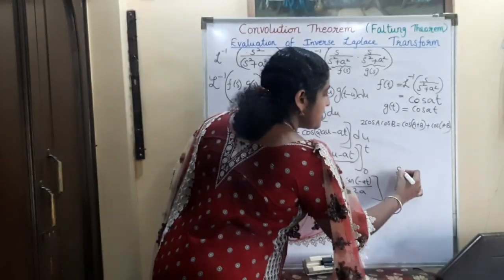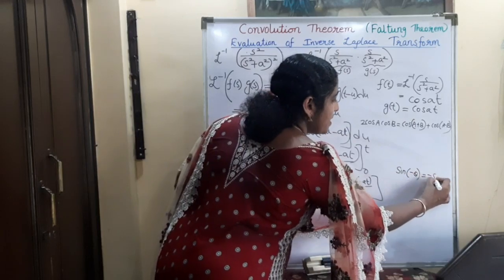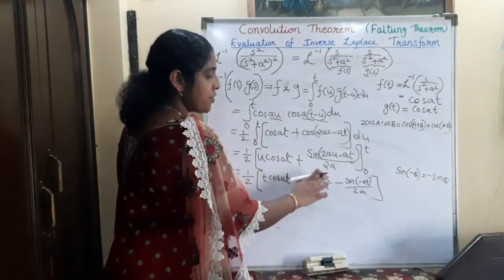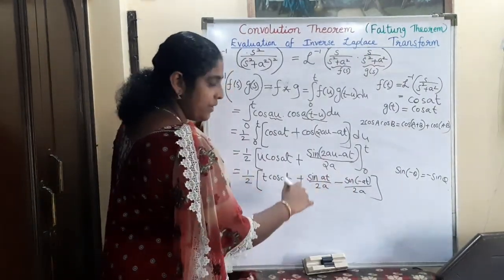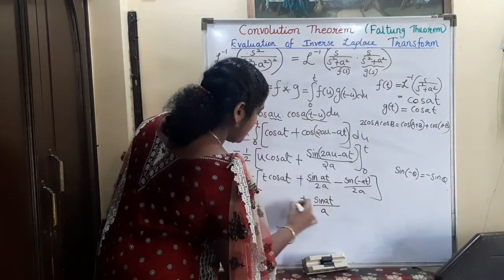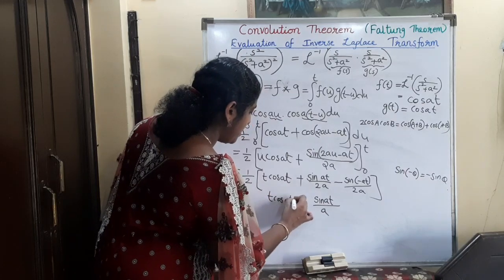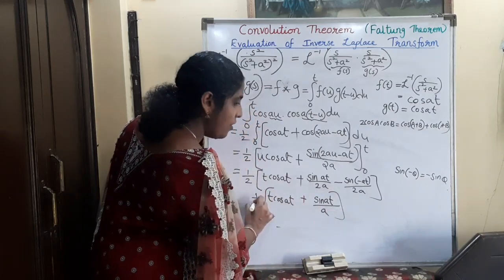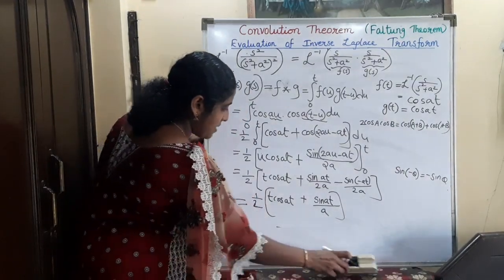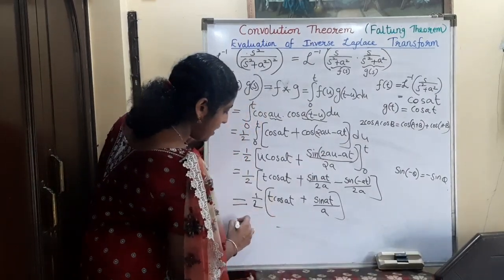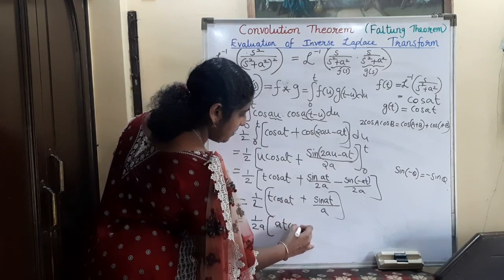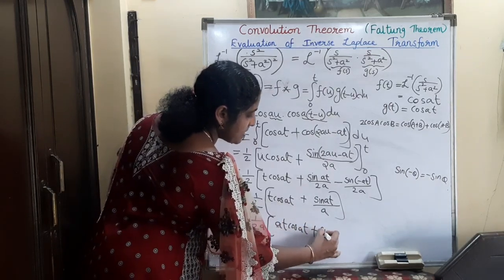What is sine of minus theta? Sine of minus theta is minus sine theta. So this will become minus sine 2at. So this minus and minus become plus. So this becomes 2 sine 2at by 2a. 2 will cancel. So we are getting here sine 2at divided by a. This term is t cos 2at, and outside we have 1 by 2. So this is the answer. If you want, we can again simplify this by taking a outside, that is 1 by 2a, and by taking LCM, 2at cos 2at plus sine 2at.